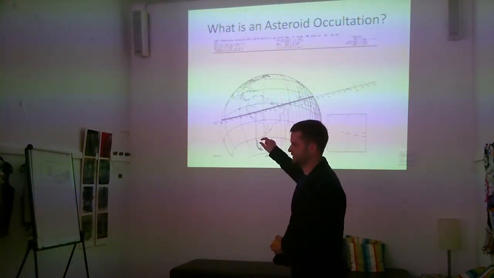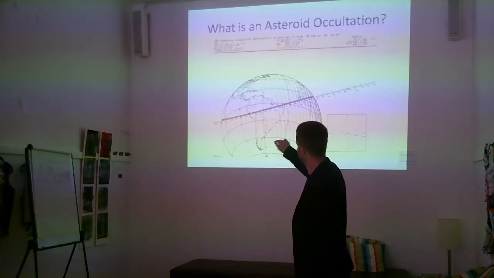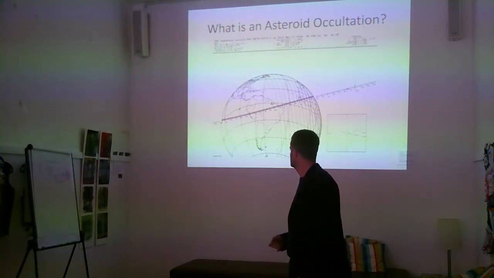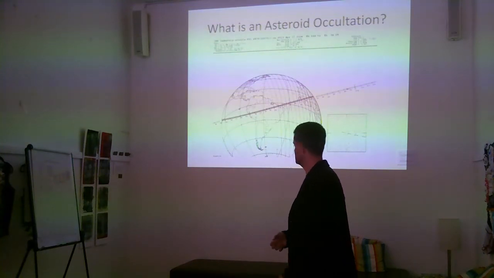The asteroids are obviously smaller than the Moon, so you have to be a little bit luckier on the tracks, but in theory there's quite a lot of places where you should be able to see them on any given day.